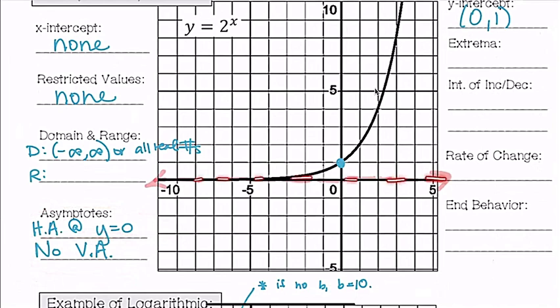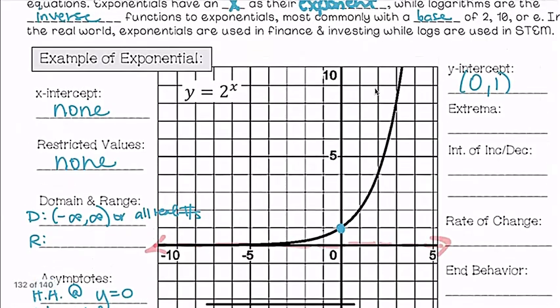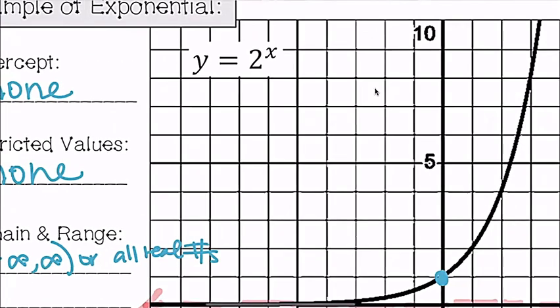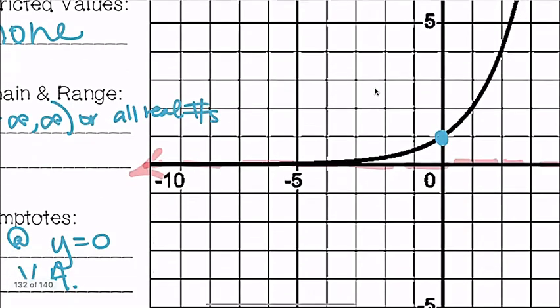This one is at 0, and the easiest way to see where your horizontal asymptote is, it's actually going to be the number back here behind your exponent. We call that k. This number back here will tell you where your horizontal asymptote is. Because we don't have a number back there, that number would have been 0, and that's why it is y equals 0.